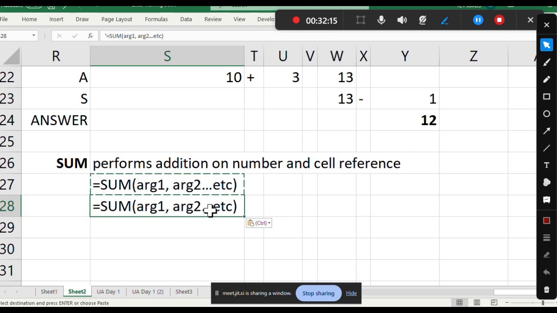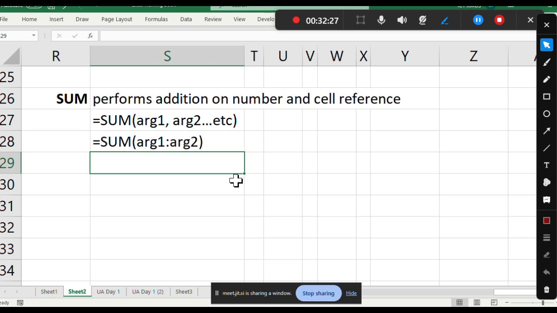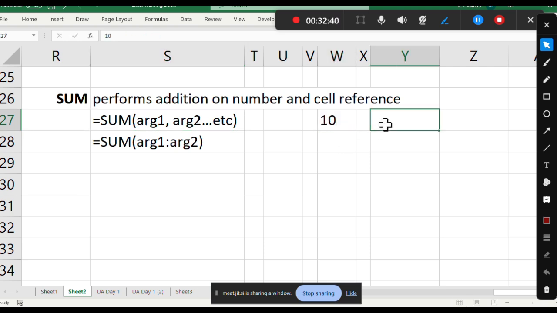The other one could be the other one, which is very common. Argument 1 to 2 must be... okay. So you can see, look at what we have here. So this is how you use sum if. Let's say we have 10 here, we have 15 here, we have 20 here.